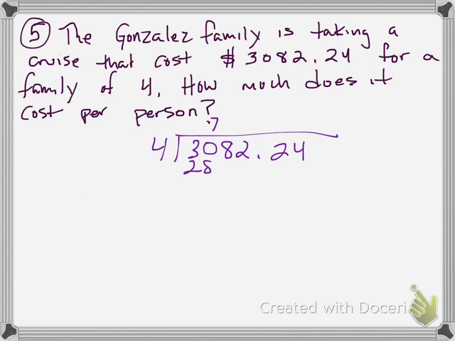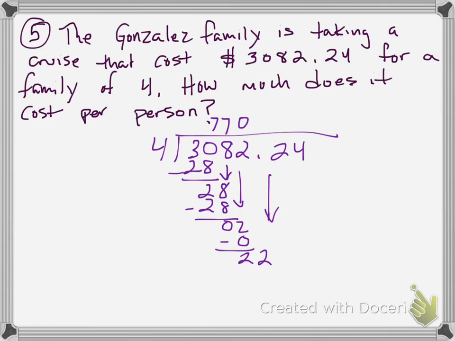7 times 4 is 28. I can subtract and get 2. Bring down the 8. 4 into 28 goes 7 again. That's going to go in perfectly, so I'll have nothing left over. Bring down the 2. 4 does not go into 2. It goes in 0 times. 0 times 4 is 0. I can subtract and get 2. Bring down the other 2.